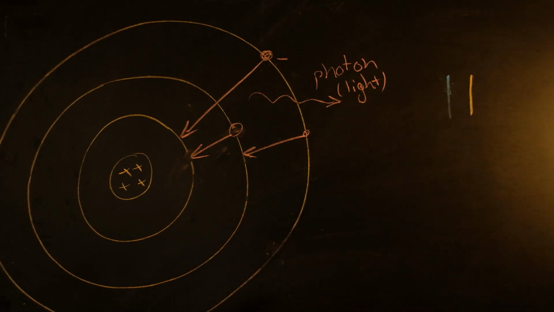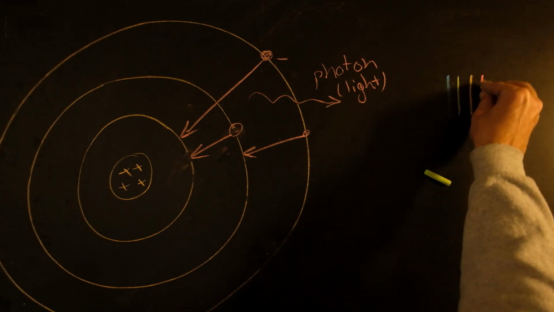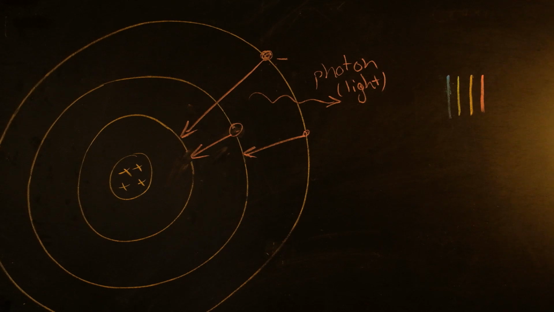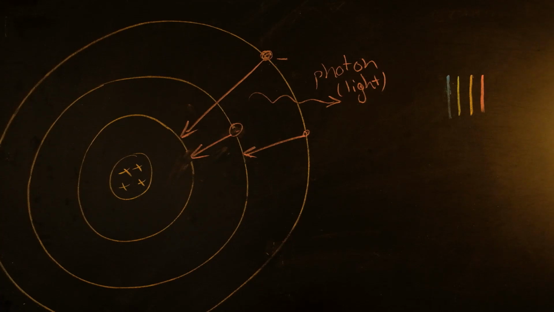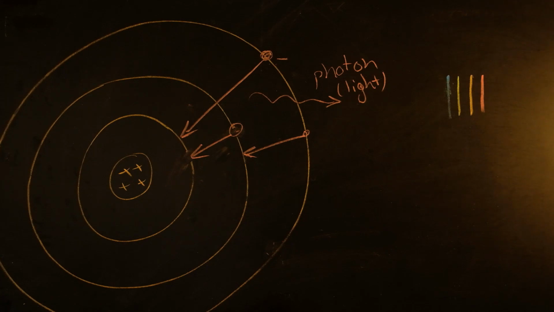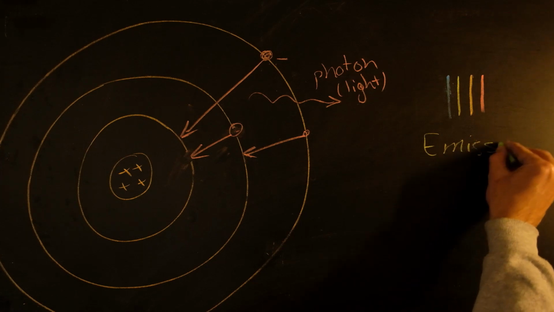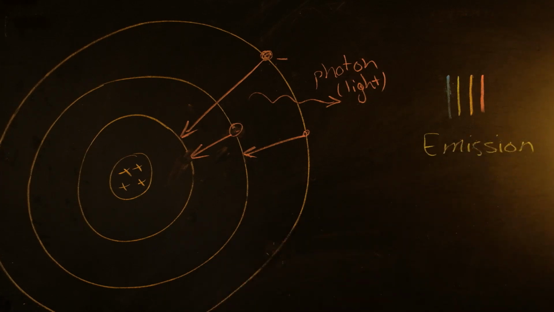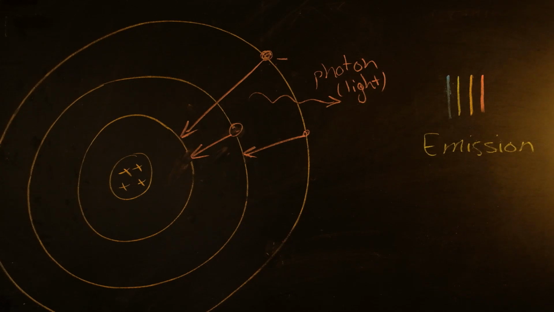So it looks like kind of rainbow, but just lines. There's nothing in between. This is called emission spectrum. Okay, so basically these are different photons jumping with different levels.